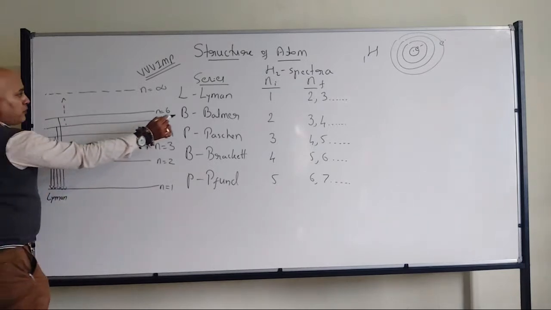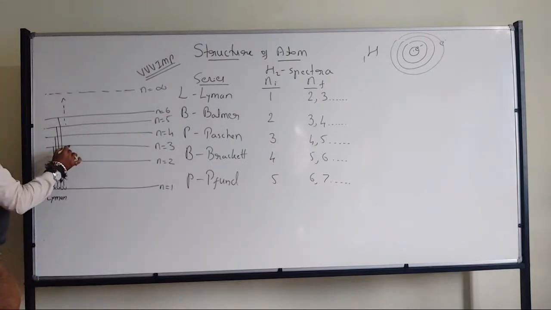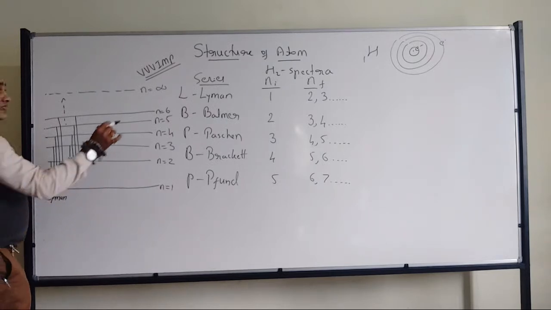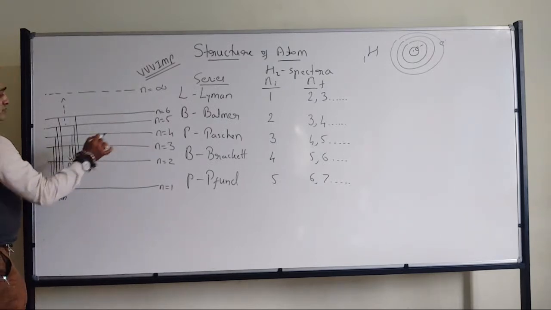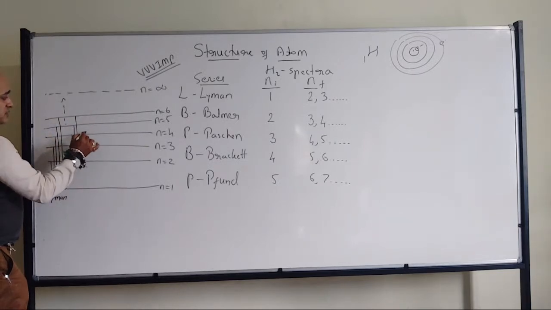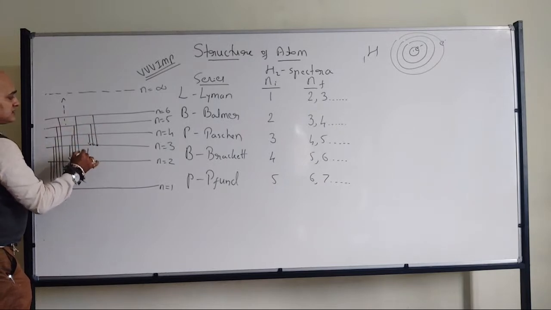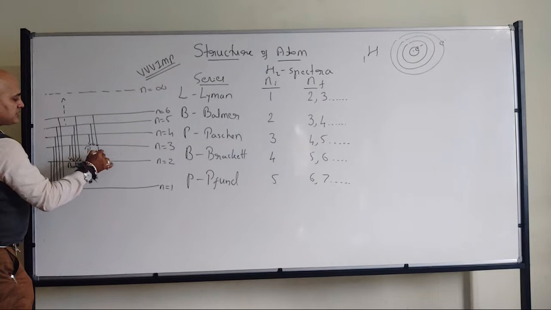Now when it comes to Balmer, it will be like this. Got my point? This is Balmer. Okay? Now, Paschen. From 3 it has moved, so therefore it will come back to 3. So this is called Paschen.